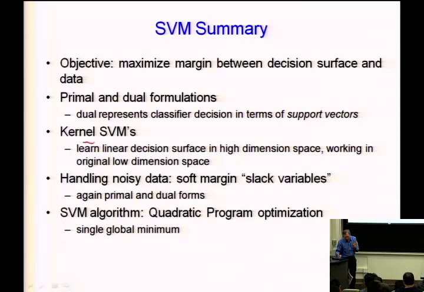We can kernelize it, which allows us to find complicated nonlinear surfaces in our original space that happen to correspond to linear surfaces in some virtual imagined space. We can handle noisy data if we extend it to soft margin with those C slack variables, they're called. And the learning algorithm itself is essentially a quadratic programming optimization algorithm.